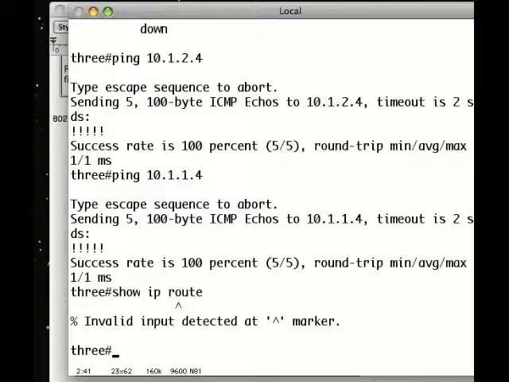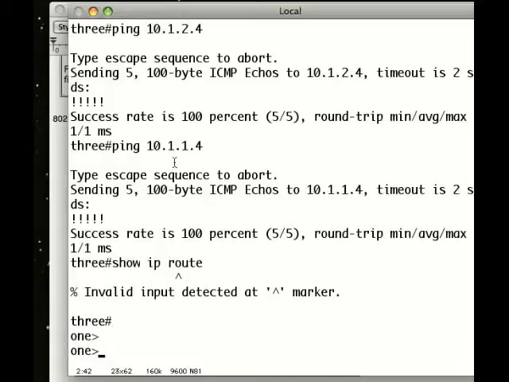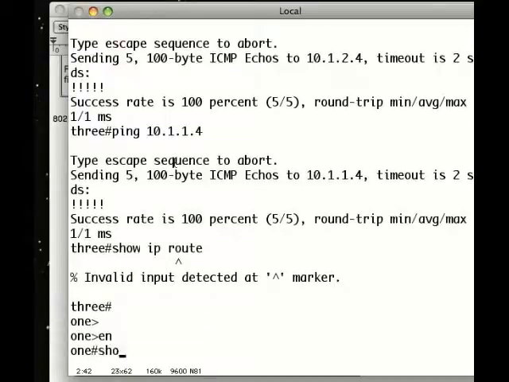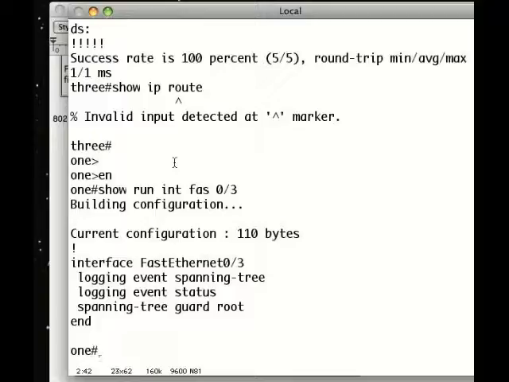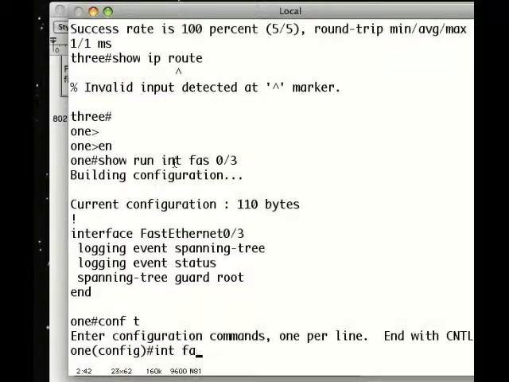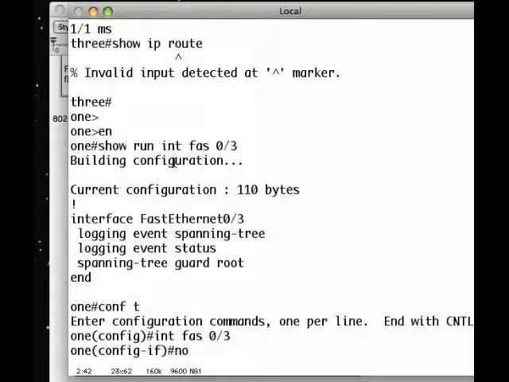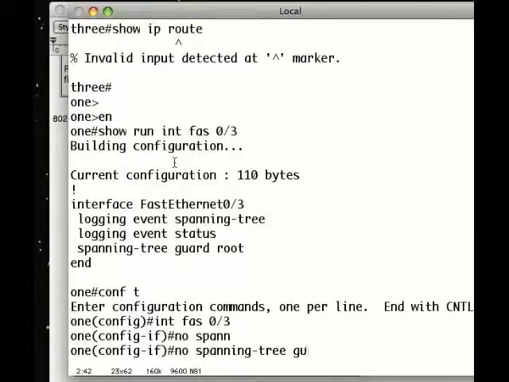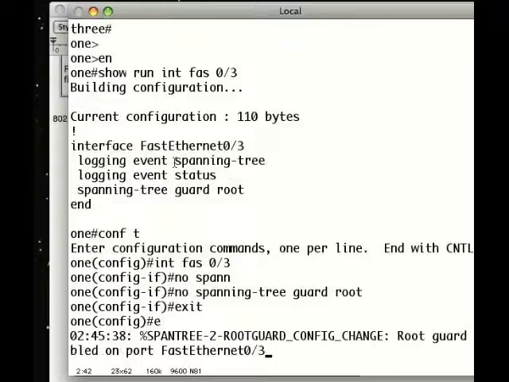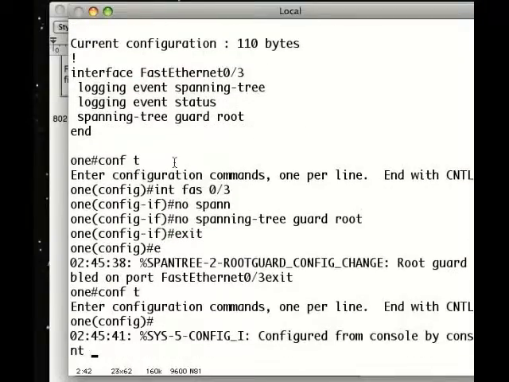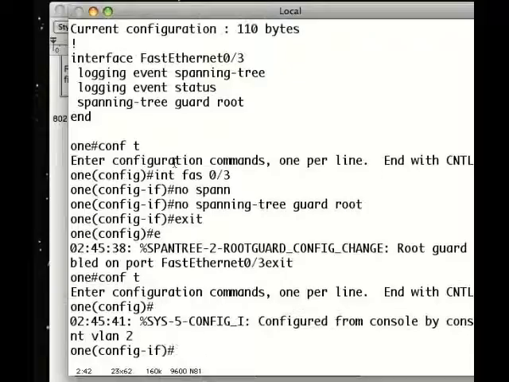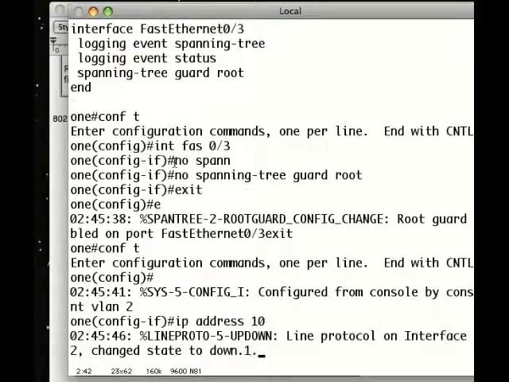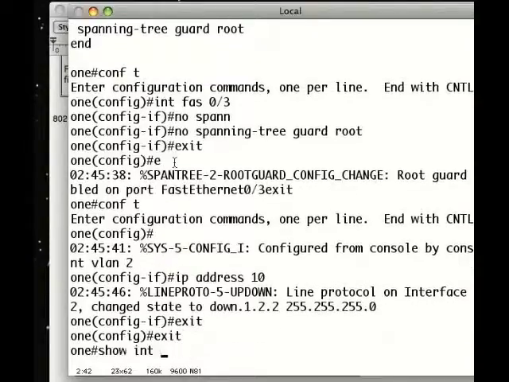Okay, let's go to the, okay, here I am on switch 1. Show run int fast 0/3, and I'm going to get rid of the spanning tree guard root. Conf t, int VLAN 2, IP address 10.1.2.2, 255.255.255.0.